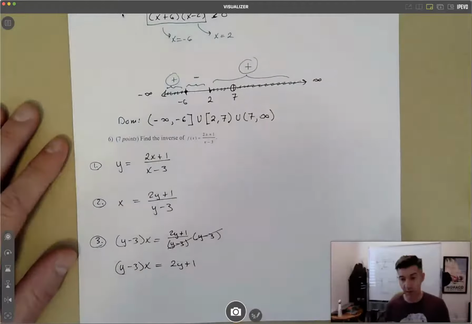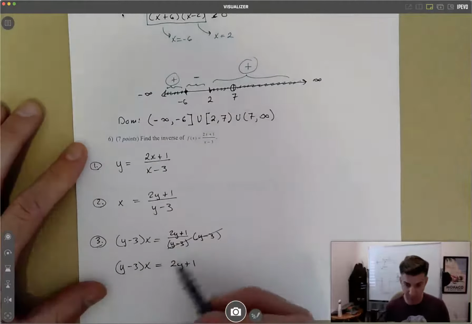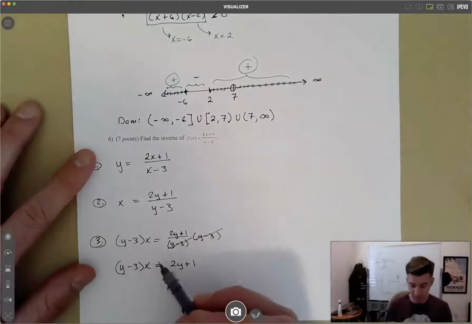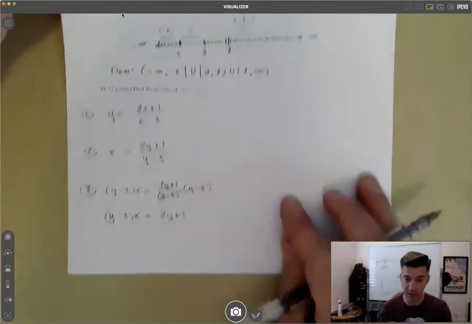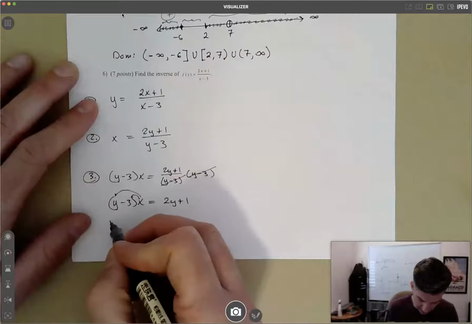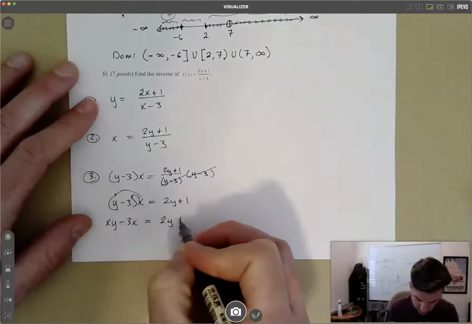Okay, be extra careful here. We can't just subtract 1 and divide by 2, because even though you would have y by itself, there would be a y in your answer. We have to distribute this x so that we can group all of the y terms on the same side to be able to solve for y. So distributing the x, I get x times y minus 3 times x equal to 2y plus 1.